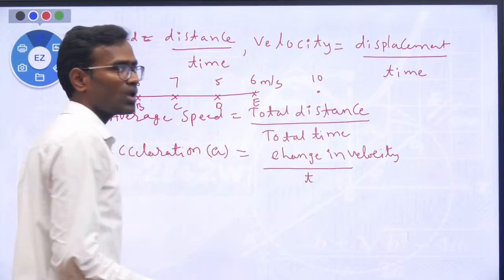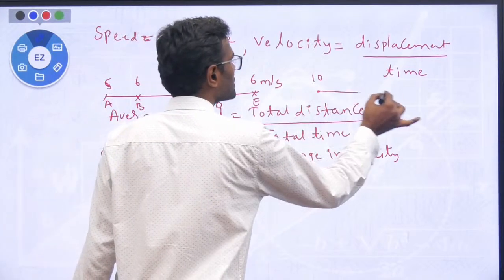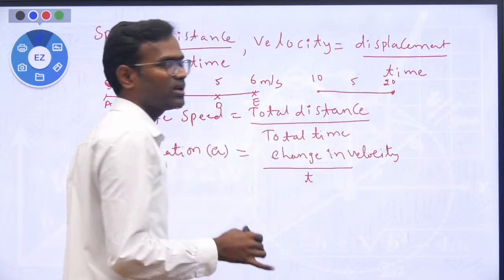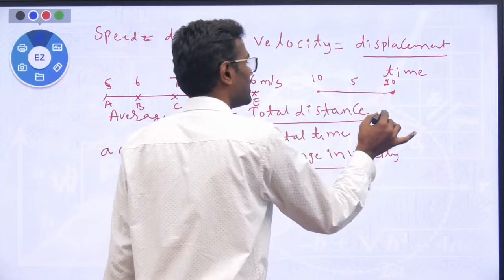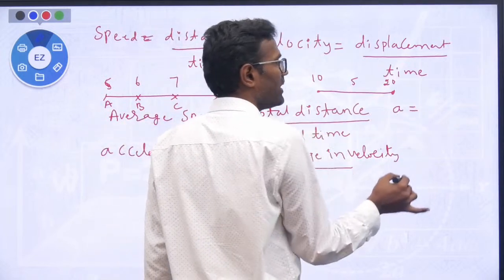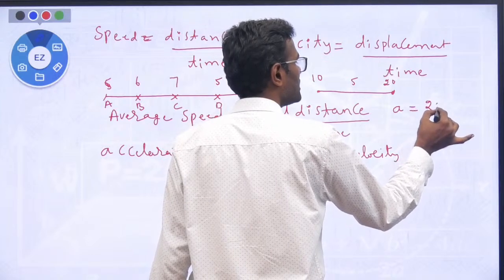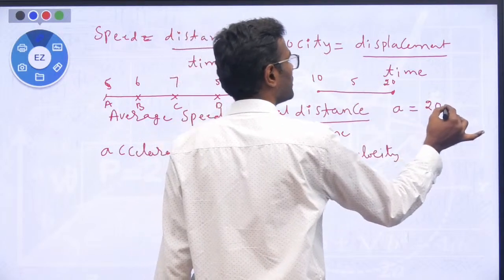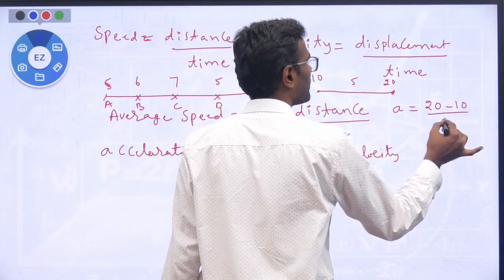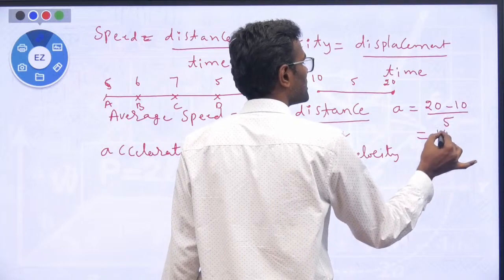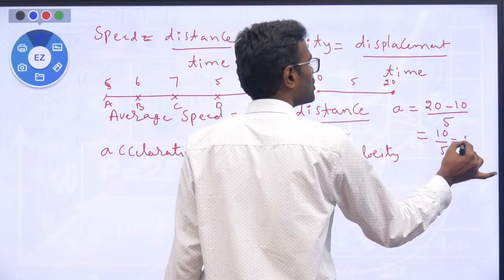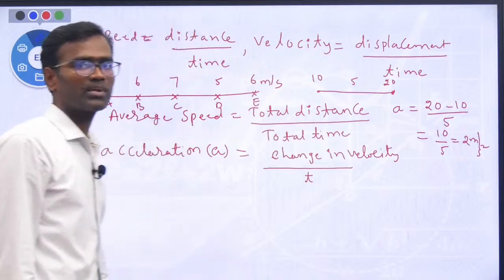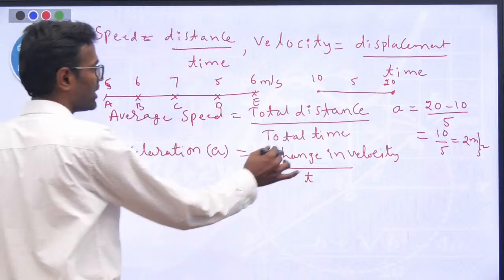What is the starting speed? 10. Due to application of a force, that speed becomes 20 after 5 seconds. Then what is the acceleration? Acceleration equals change in velocity. Final velocity 20, so the change in velocity is 20 minus 10, divided by 5. 20 minus 10 is 10, and 10 by 5 is 2 meter per second square. So 2 meter per second square is the acceleration, change in velocity by time taken.